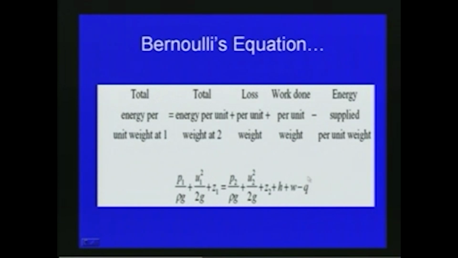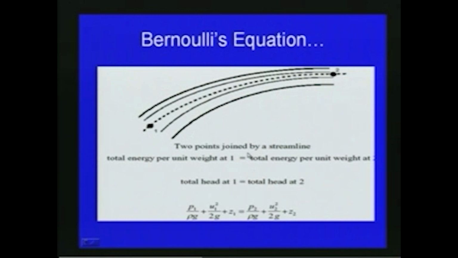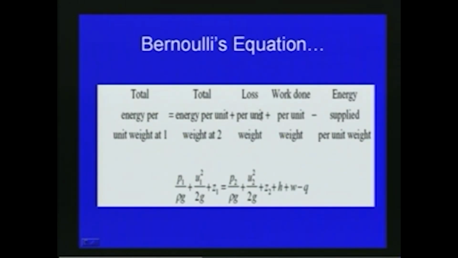So finally, the total energy per unit weight at 1 is equal to the total energy per unit weight at 2 plus any loss. With respect to the previous figure, if there is a loss per unit weight, that also we have to consider. That is considered here as H. And in case between section 1 and section 2 any work is done, that also is to be considered, that is W, the work done per unit weight, minus the energy supplied per unit weight.